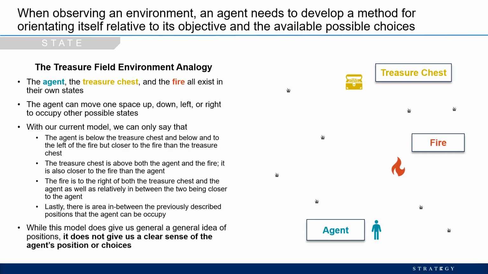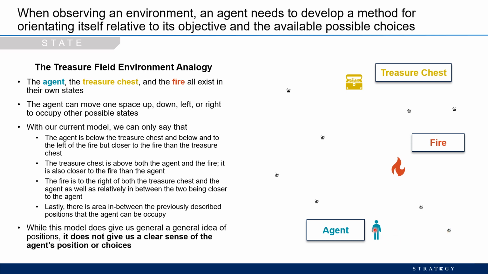Okay, so moving on, for this section, we're going to be using what I'm calling the treasure field analogy to better understand these principles. And so here we have a field, and in this field we have a treasure chest, we have a fire, and we have an agent. Our agent here is the one that can make decisions. And so let's say that this agent wants to be able to orient himself in the environment that he's in.